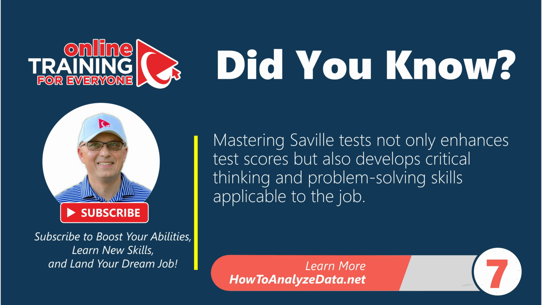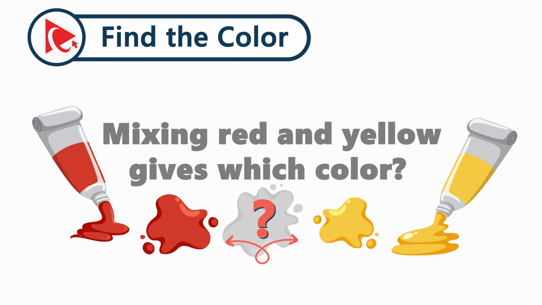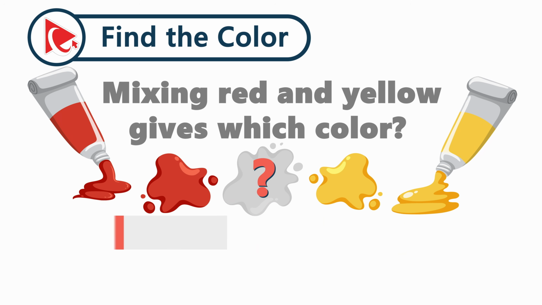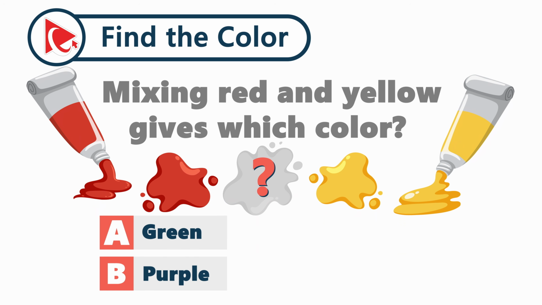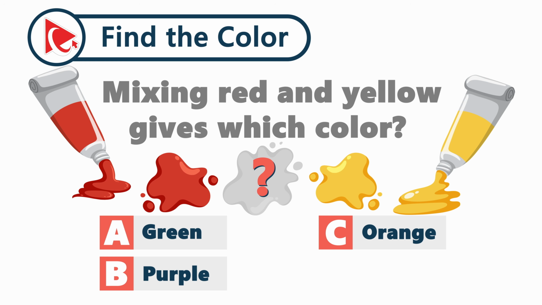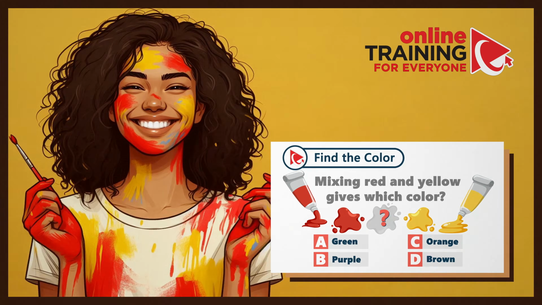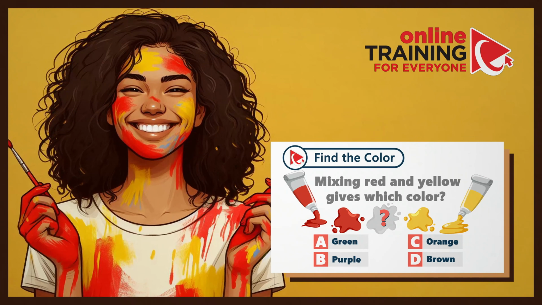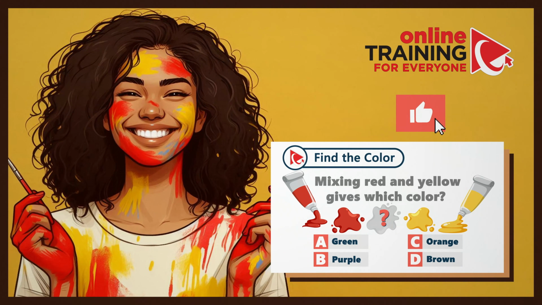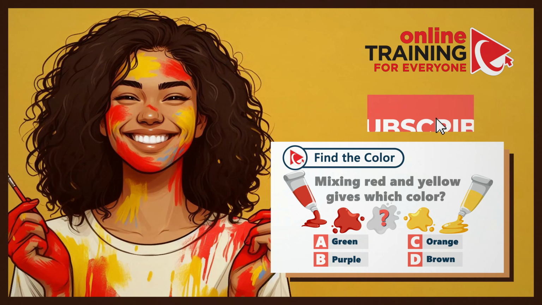In this question, you need to determine the color, which is a result of mixing red and yellow. Your choices for the answers are choice A, green, choice B, purple, choice C, orange, and choice D, brown. You will have about 15 seconds to understand the question and carefully choose your answer. Once you're ready, we'll reconnect on the other side to review it together. Let's get started.